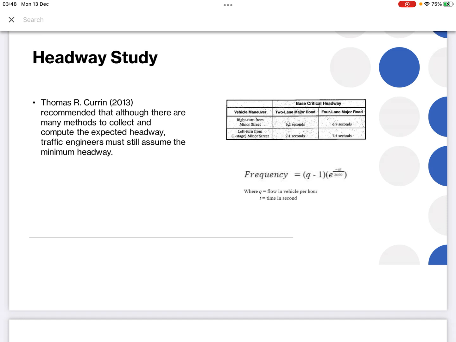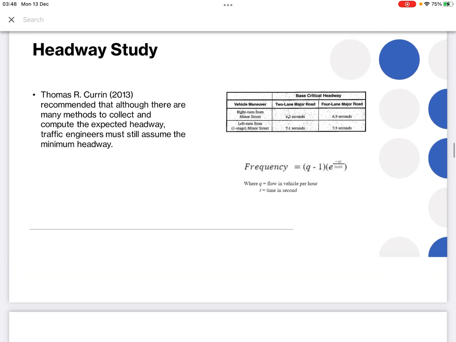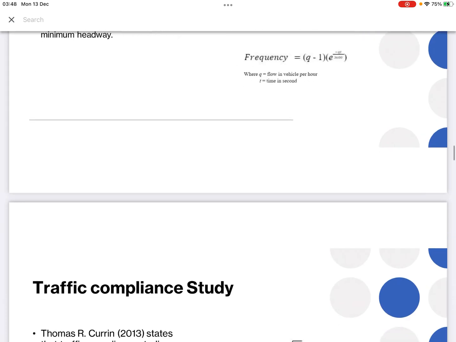Headway study. Curlin recommends that although there are many methods to collect and compute the expected headway, the traffic must still assume the minimum headway. So basically, we will find the observed frequency, and then we compare with the best critical headway here.